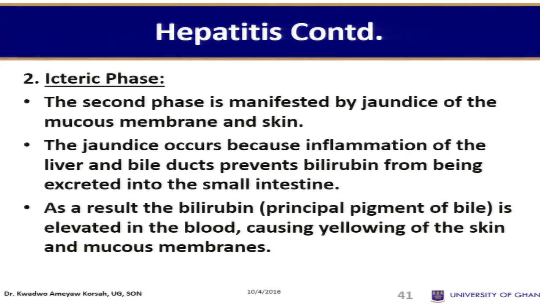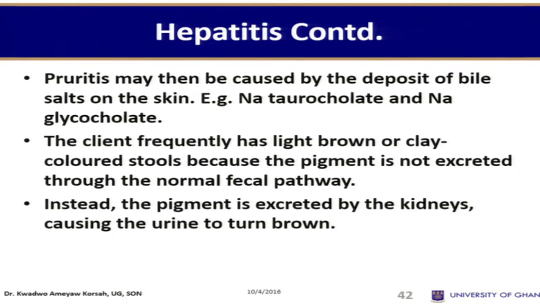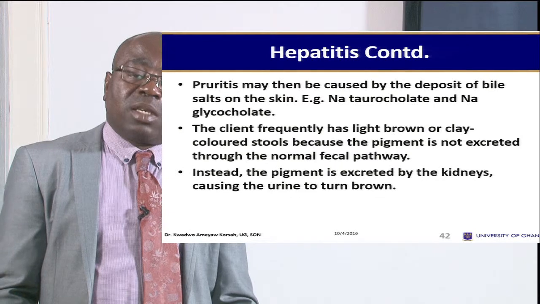And so the jaundice occurs because inflammation of the liver and the bile ducts prevents bilirubin from being excreted into the small intestine, and so it is retained in the circulation. And so as a result, the bilirubin, which is the principal pigment of bile, is elevated in the blood or circulation, and that is easily able to cause yellowing of the skin and the mucous membrane. And that is why in patients with severe hepatitis, we have the palm becoming yellow, the lips, the eye, and other possible places. In advanced stage, even the general skin may become yellowish.